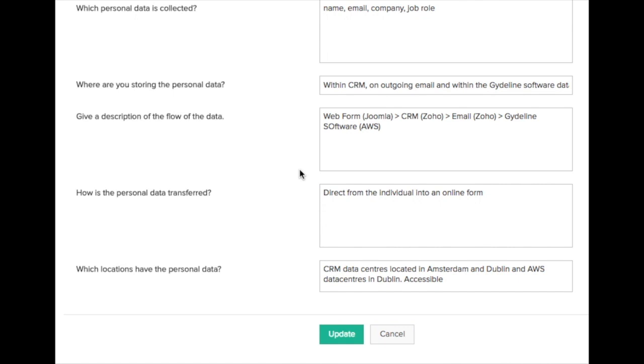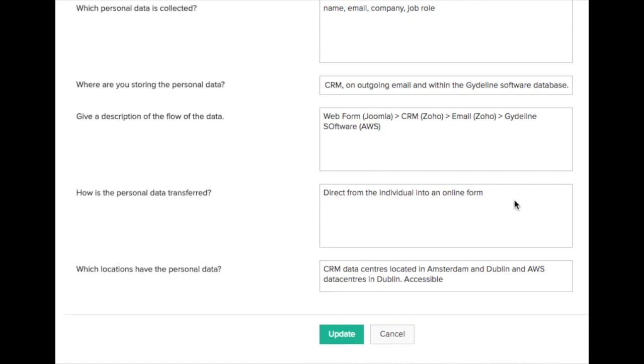Next, we give more detail about where we're storing the data. So in this case, we're storing it within our CRM system. It goes into an outgoing email and within the Gydeline internal software database. So we need to be quite specific about where it is, because that can affect the recipients and any transfers of data. I've given a very brief description of the flow of data, and it talks about some of the systems that the data passes through. So it goes from the web form on the website to our customer system. It then goes via email and then finally arrives in the Gydeline software.